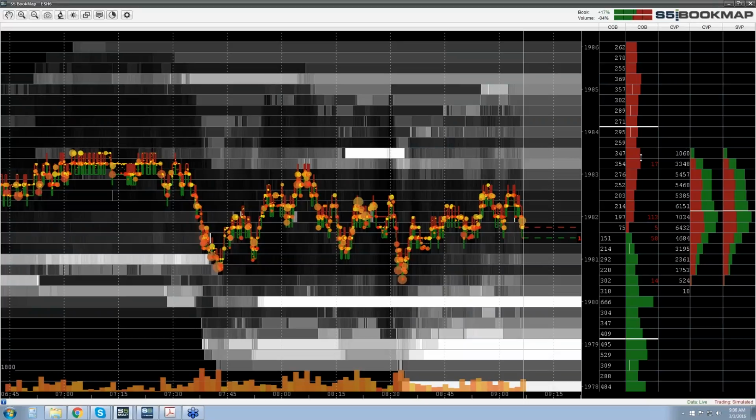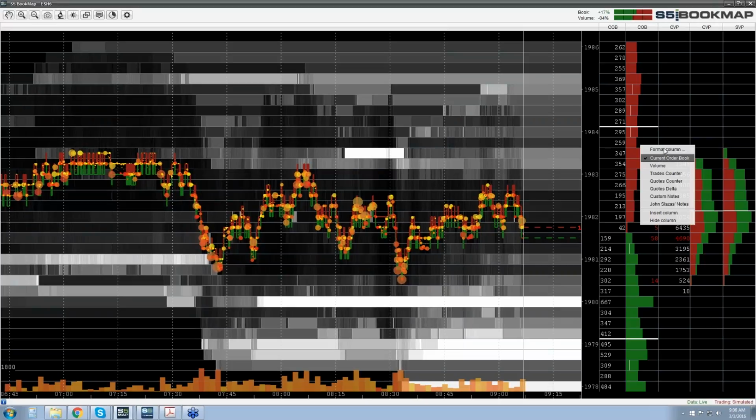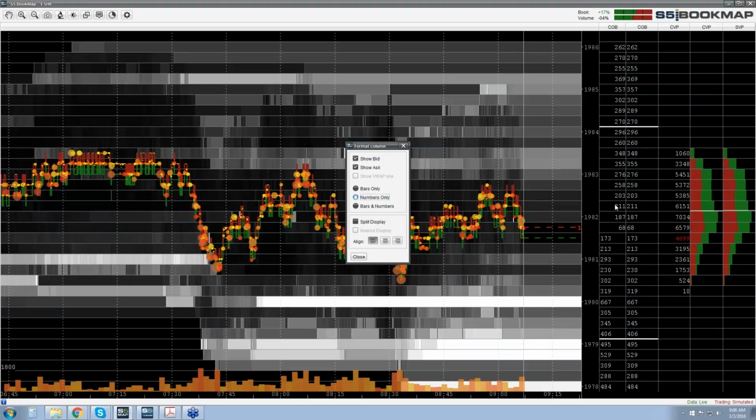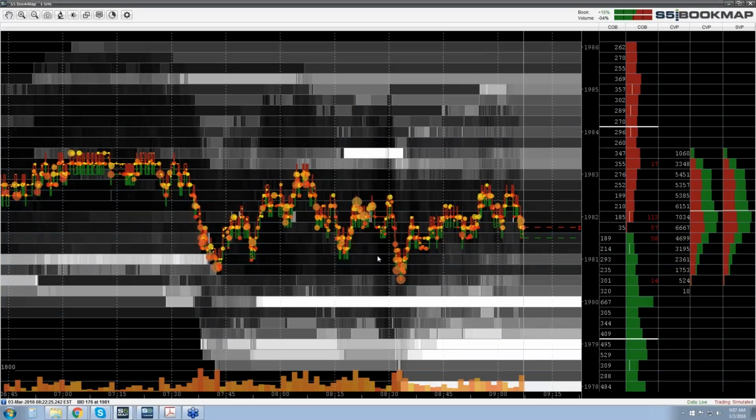But what I'm showing here, I've formatted this, and you just format a column by right-clicking on it, and you can see that I have the current order book. If I choose format, you can see that I have bars only selected here. If I use numeric values, it's going to be similar to the other column I have next to it. But in this one, I'm just going to show the bars only.